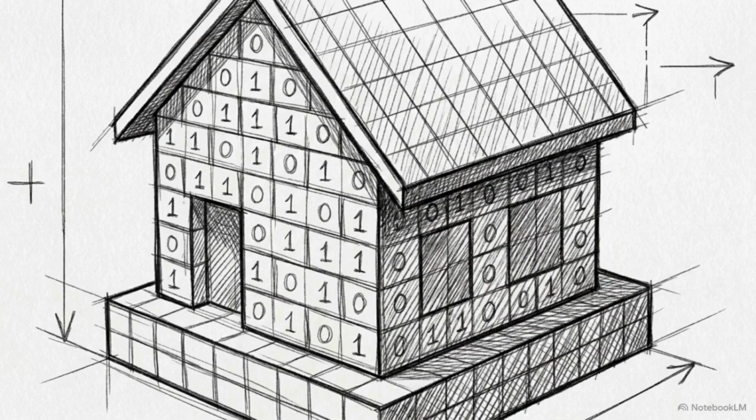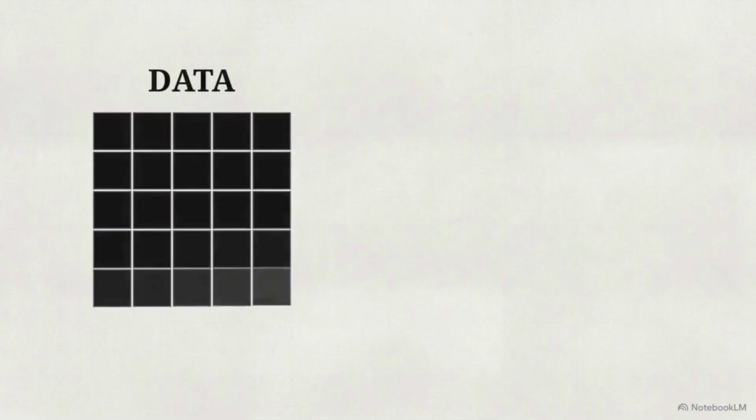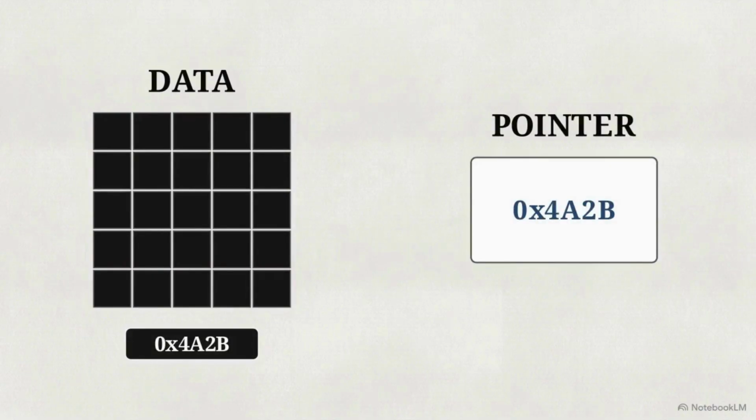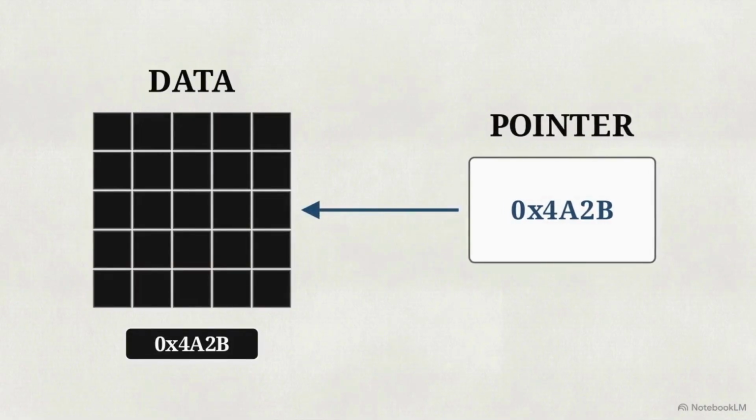Standard variables are the actual bricks and mortar holding that data, but we don't always want to move those heavy bricks around. Instead, we use a pointer. A pointer is just a piece of paper that holds the house's address. It points to where the data lives, without being the data itself.